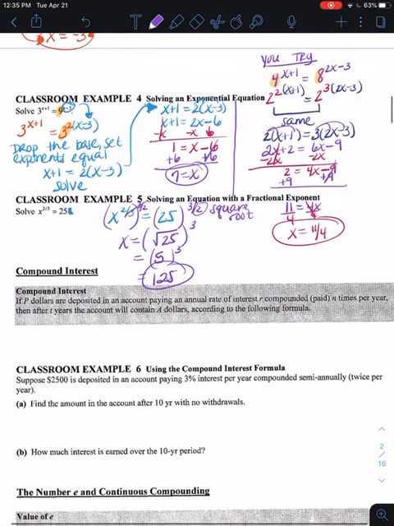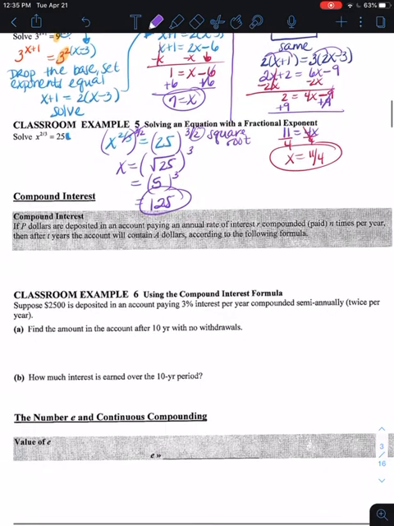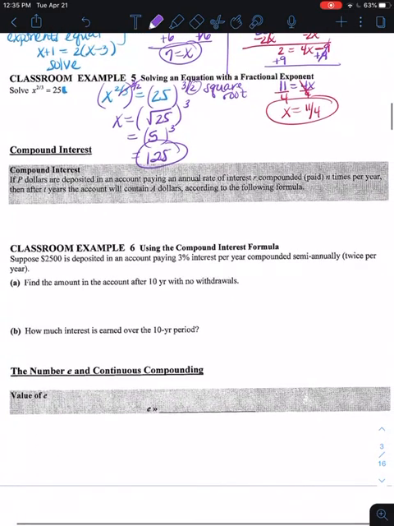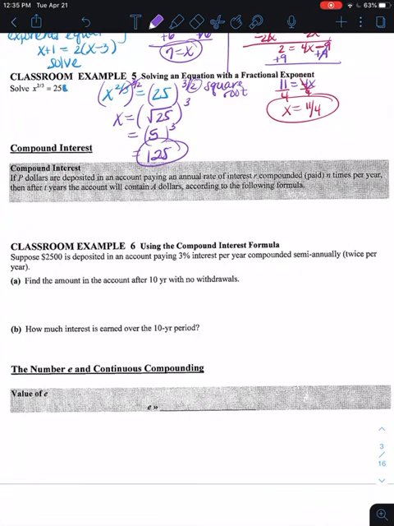All right. Now we'll talk about compound interest. So in this box, it explains compound interest. Let me give you the formula for compound interest. The formula for compound interest is A equals P times (1 plus r over n) to the nt power.